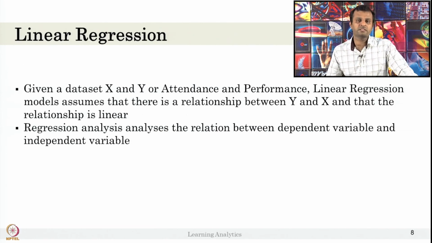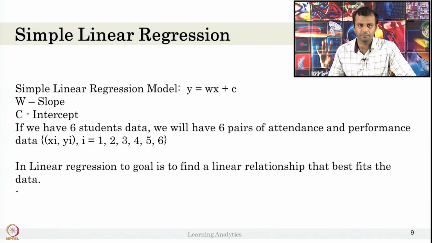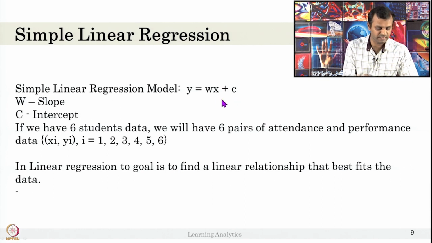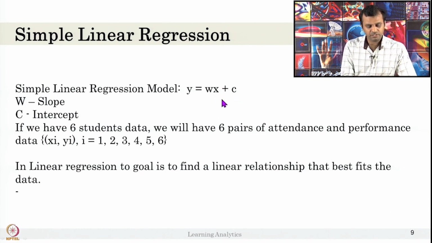So, given a data set x and y, or attendance and performance, or engagement versus performance, a linear regression model assumes that there is a linear relationship between x and y. The regression model analyzes the relationship between the dependent variable and the independent variable and tries to create a model from the historical data. The simple linear regression is y equal to mx plus c, or y equal to wx plus c, where w is the slope and c is the intercept.